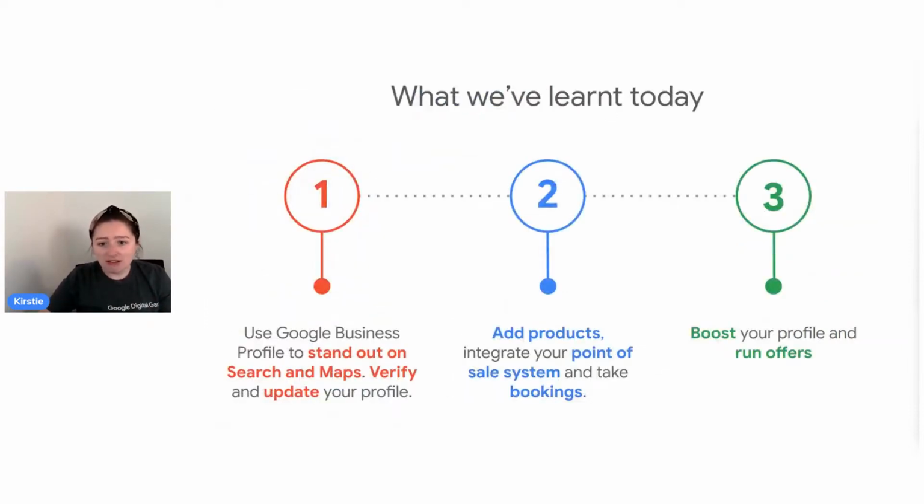Now, that was a very, very quick session, and we have no time left. So to wrap up that 15-minute recap, a Google Business Profile is a key tool that can help you stand out not only in maps, but also in search. And it's really important that you verify that profile and you keep it up to date. Once you've verified it and you're running that profile, you can add products, you can integrate a point of sale system, you can take bookings, you can really utilize that for the organization side of your business.